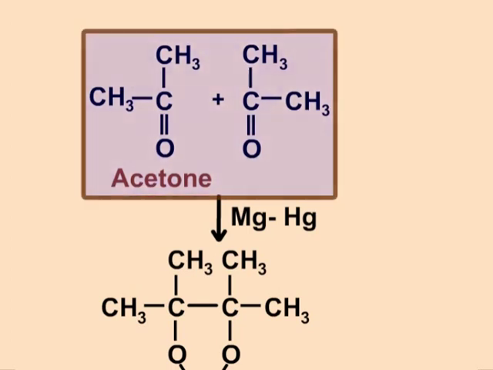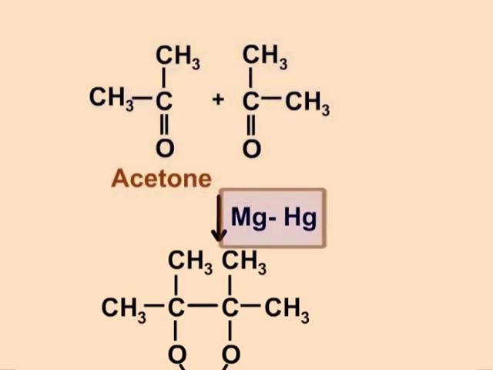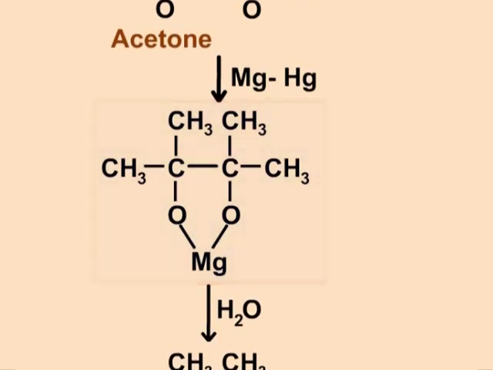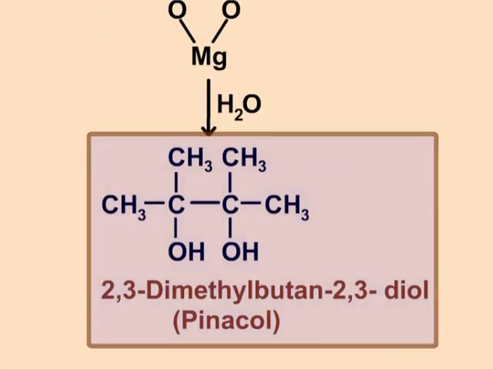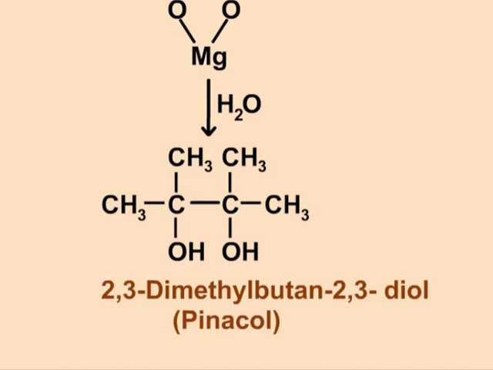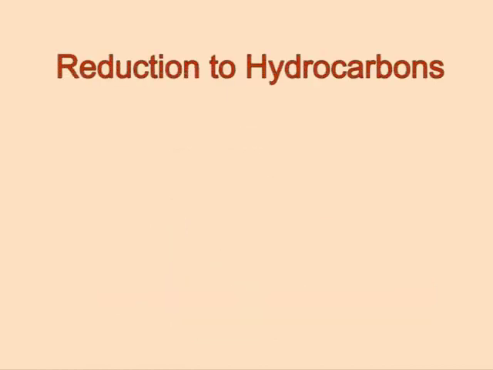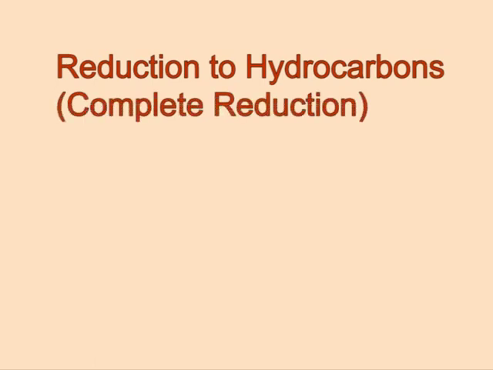Two molecules of acetone react with magnesium amalgam to give an addition product, which upon hydrolysis gives 2,3-dimethylbutane-2,3-diol. Reduction to hydrocarbons, that is complete reduction.